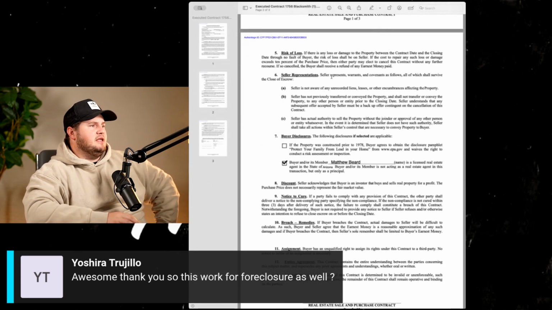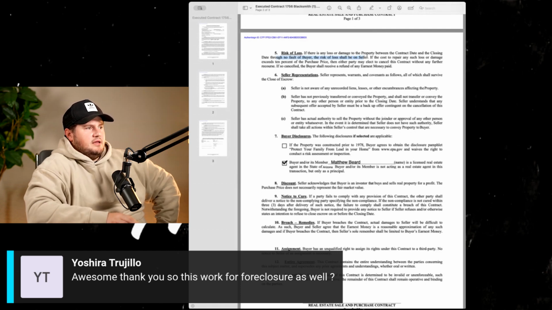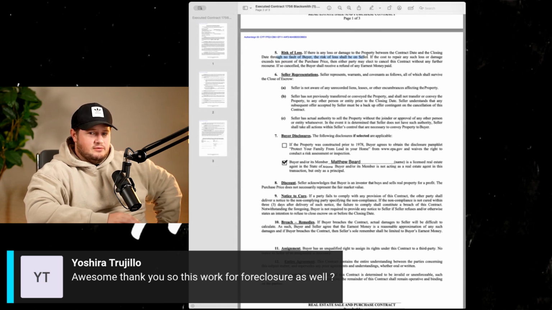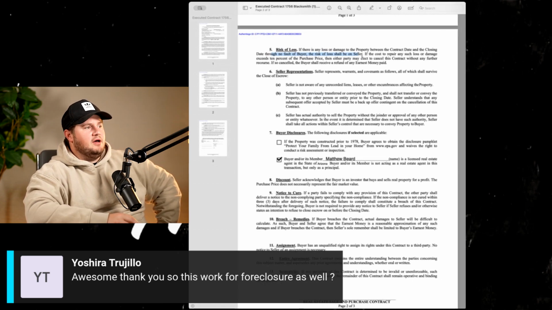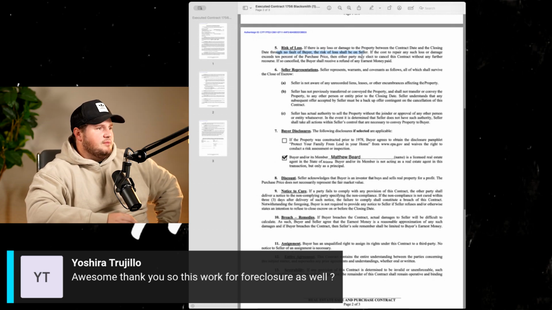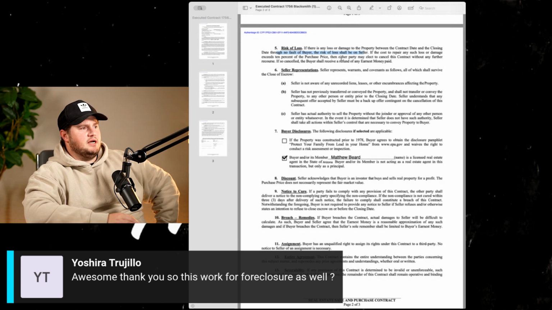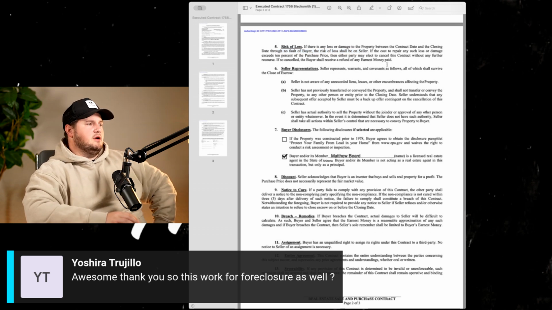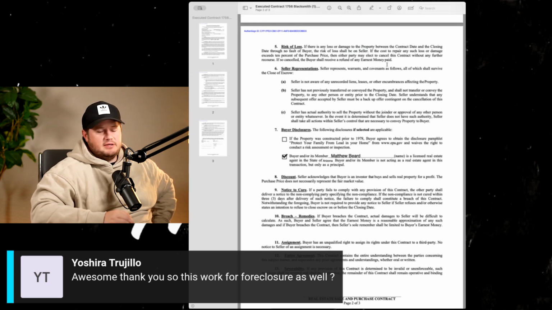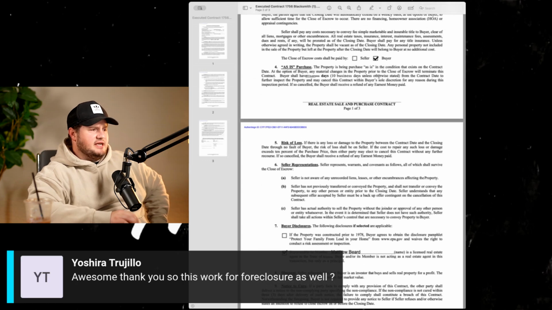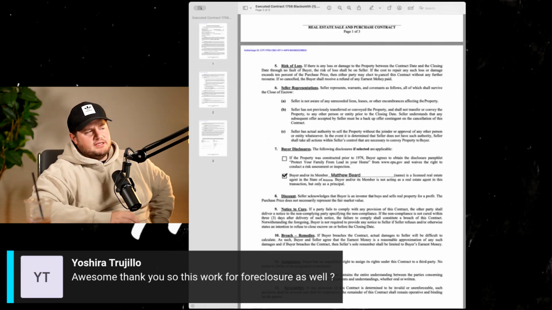Risk of loss. If there's any loss or damage to the property between contract date and closing date through no fault of the buyer, the risk of loss shall be on seller, right? So if the house burns down between now and the time we close, not on me, it's on the seller. The seller will have to make a homeowner's insurance claim or whatever, right? That loss is on the seller because I don't own the property. If the cost to repair any such loss or damage exceeds 10% of the purchase price, then either party may elect to cancel this contract without any further recourse. If so canceled, the buyer shall receive a refund of earnest money paid. So something happens to the property and it's going to cost them more than 20 grand to fix. In any event, I also have this other statement: if anything changes, I can cancel anyways. So risk of loss kind of states the same thing.